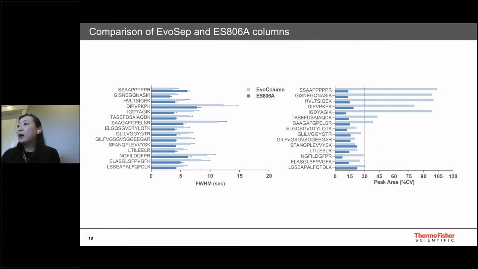The PRTC peptides are heavy peptide standards that you can purchase from Pierce and use to monitor LC retention time and the peak area consistency for the duration of your study. The figure on the right shows that the ES806A column has more consistent PRTC peak areas than the Evosep column, especially for the early eluting hydrophilic peptides. The peak areas for most of the PRTC peptides on the ES806 column are less than 30% CV.